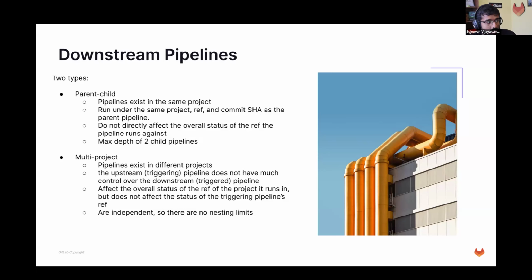The other one is the multi-project pipeline, and those can exist in different projects. In that case, one upstream pipeline is the triggering pipeline, and that does not have much control over the downstream triggered pipeline. So basically having one upstream pipeline in one project and saying, okay, I want to trigger a different one, and that one is then the downstream pipeline. Those are pretty independent. So there are no nesting limits, and you can have a complete chain of pipelines triggering other pipelines.